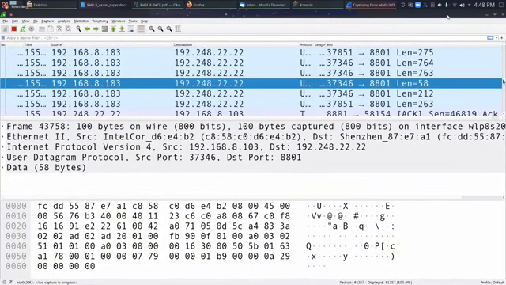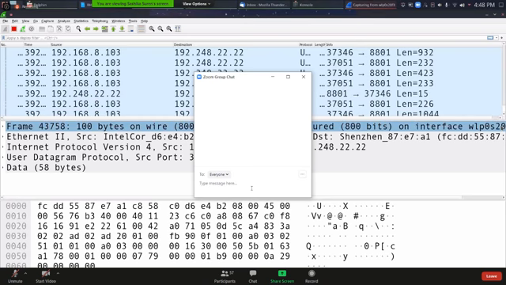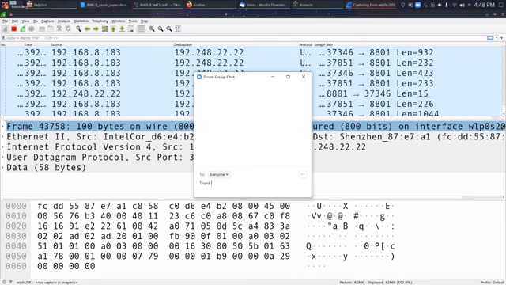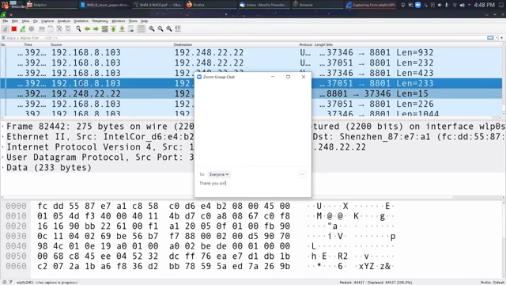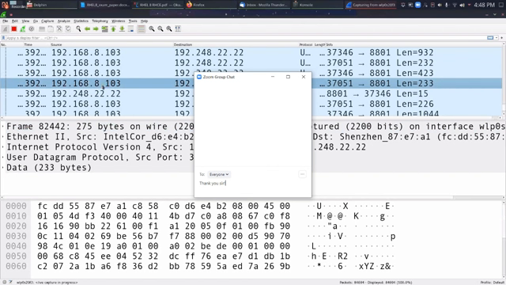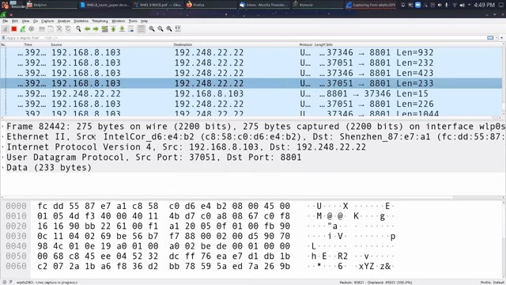Now you can see so many communications going through, like all the things are communicated to the 192.248.22 address from my account. This is my private IP, 192.168.8.103. So as I told you, it is not going to charge the data. Are you clear, guys?